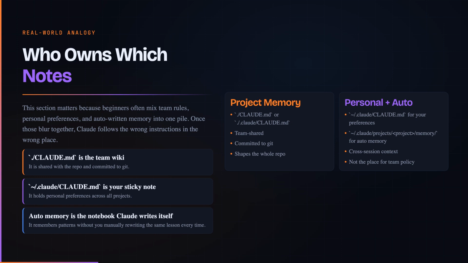Think of memory ownership like notes in an office. The team wiki belongs to everyone. Your sticky note belongs to you. The notebook a coworker keeps while working belongs to neither side alone, but it still helps later. In Claude Code, ./CLAUDE.md or ./.claude/CLAUDE.md is project memory, shared with the team and committed to Git. ~/.claude/CLAUDE.md is user memory for personal preferences across all projects. Auto memory is the notebook Claude writes for itself as it learns your patterns.